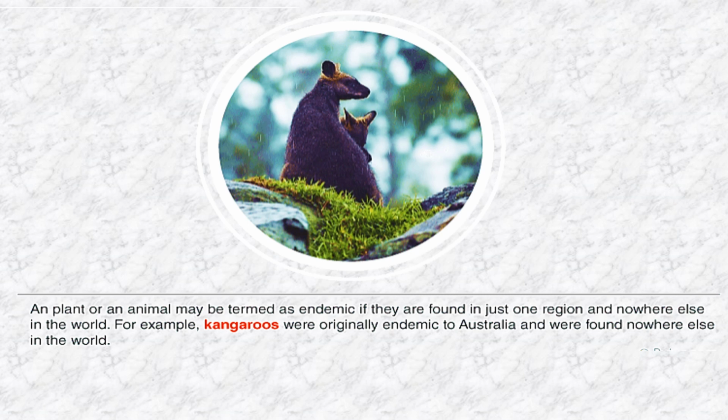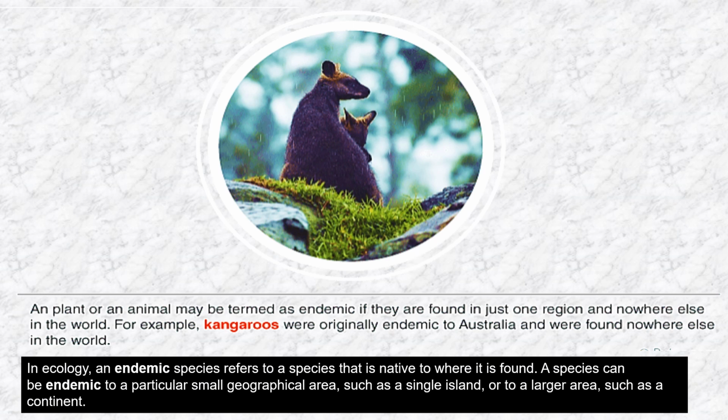And as I told you that we'll be learning about the meaning of the word endemic. So in ecology, an endemic species refers to a species that is native to where it is found. Means वो वहाँ पर present थी, ठीक है, वो एक region में रहती है. A species can be endemic to a particular small geographical area, such as a single island, or to a larger area such as a continent. So here this is an example. A plant or an animal may be termed as endemic if they are found in just one region.